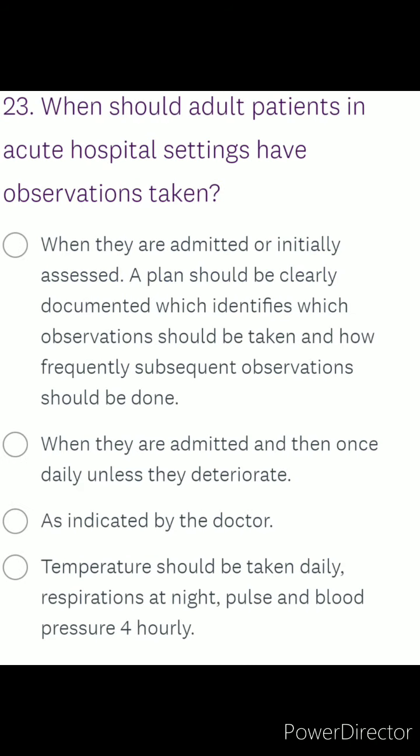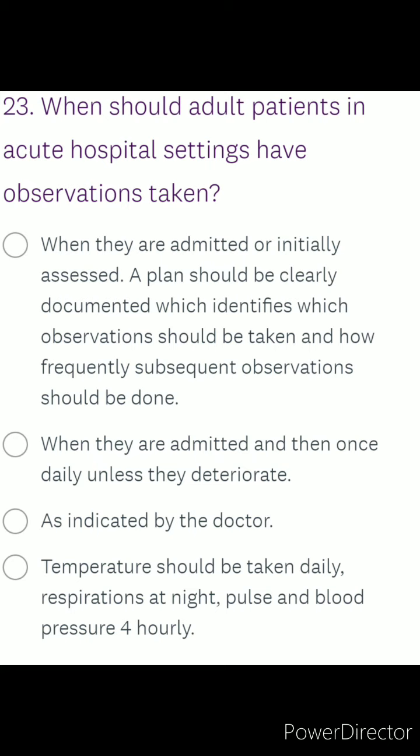Question number 23. When should adult patients in acute hospital settings have observations taken? Option A. When they are admitted or initially assessed, a plan should be clearly documented which identifies which observations should be taken and how frequently subsequent observations should be done. Option B. When they are admitted and then once daily unless they deteriorate. Option C. As indicated by the doctor. Option D. Temperature should be taken daily, respirations at night, pulse and blood pressure 4 hourly.